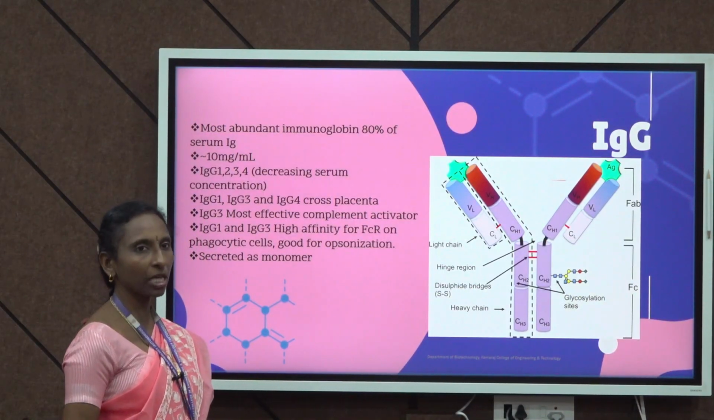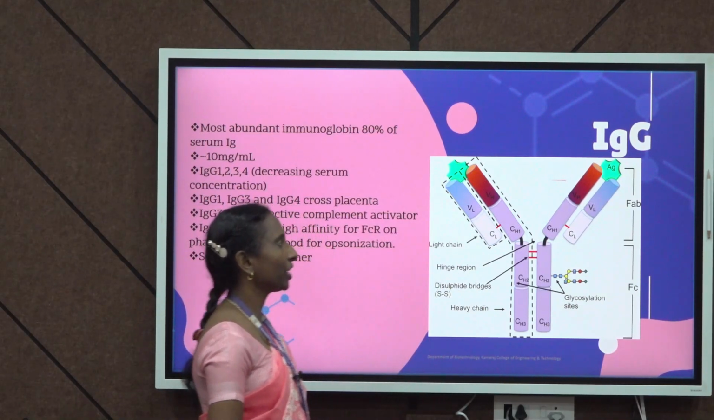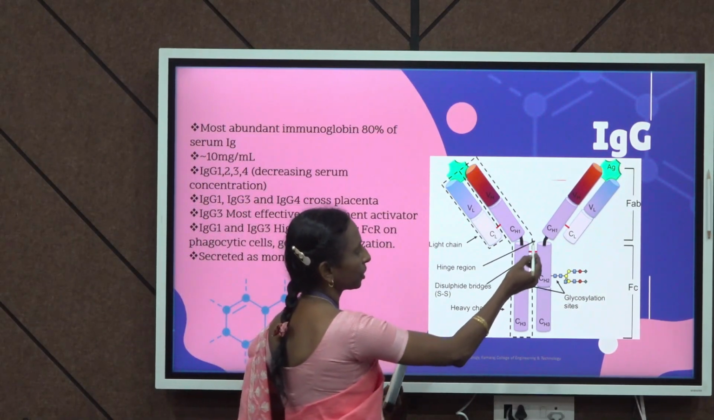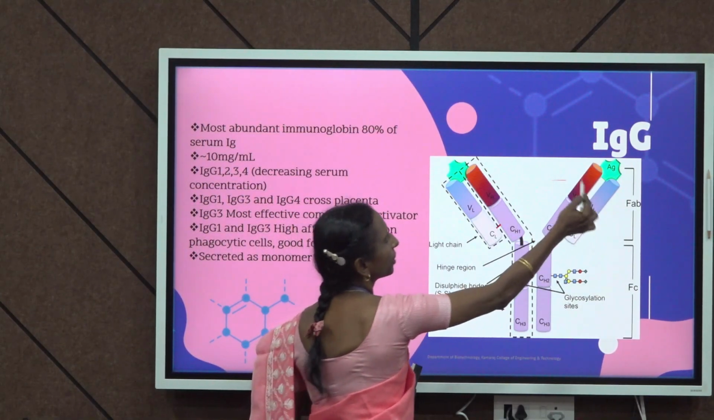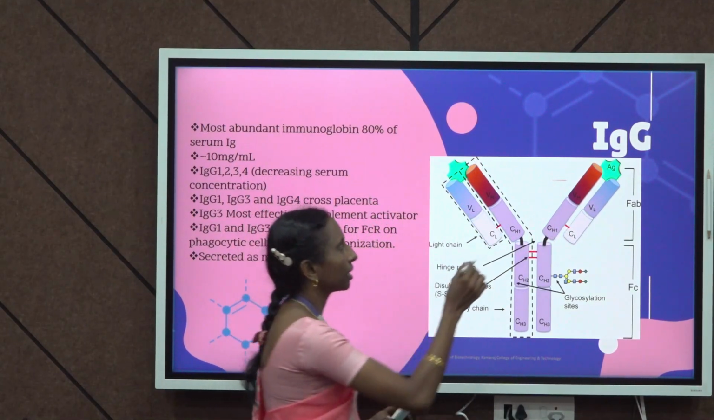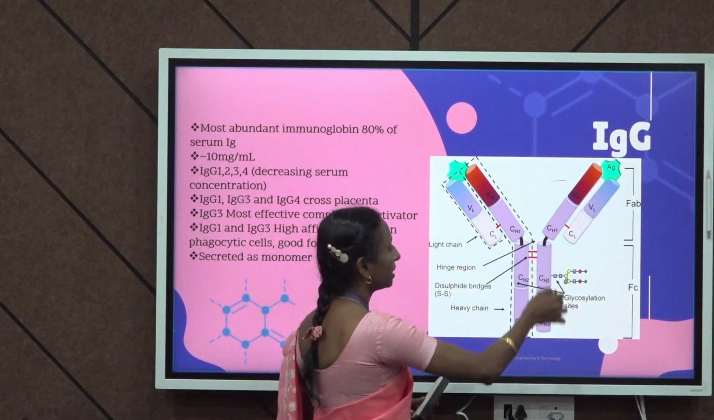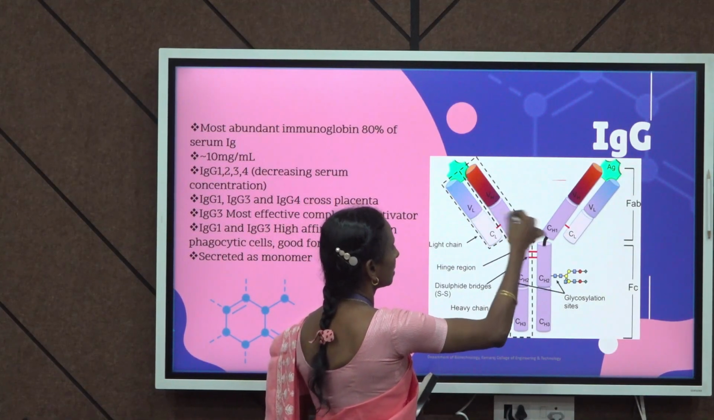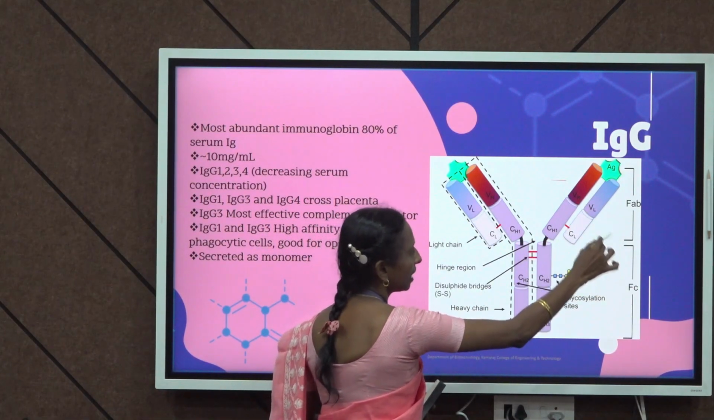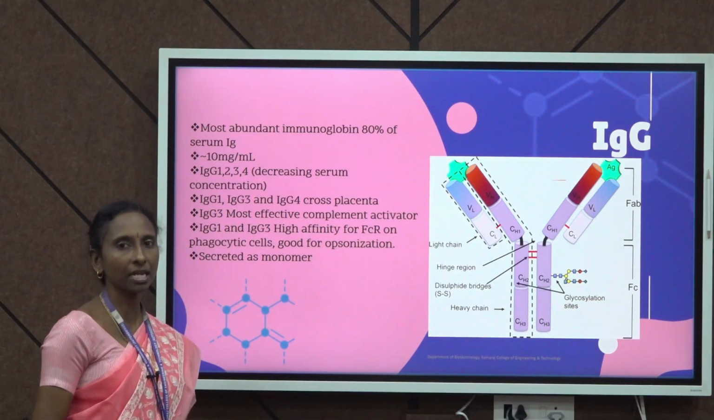Talking about each one in a little more detail, this is the structure of an IgG, and we have spoken about the hinge region. This is the variable region, where your CDR, the domain where the antigen comes and interacts, exists, and these are the constant regions. This is the Fab and this is the Fc region.